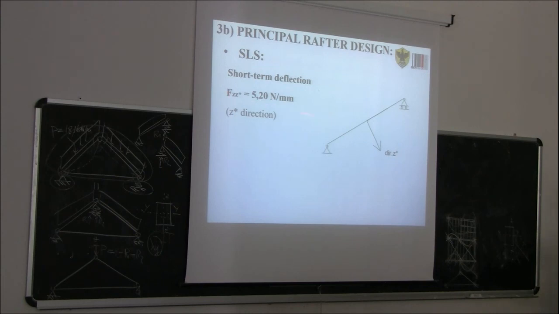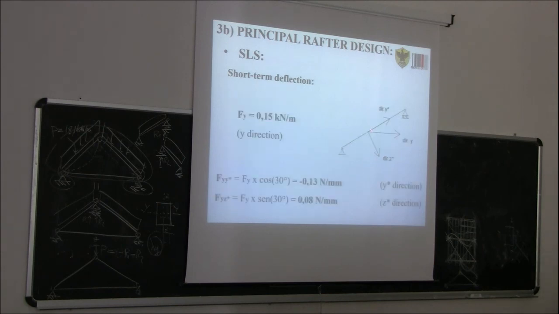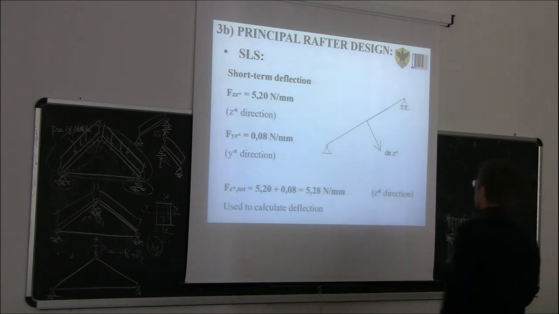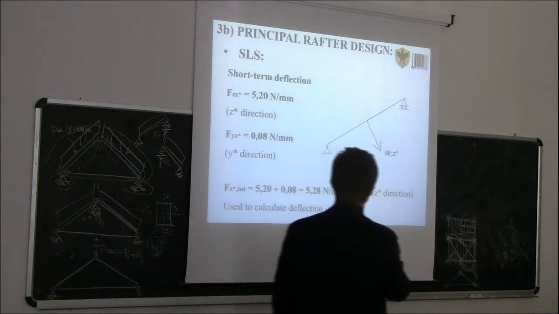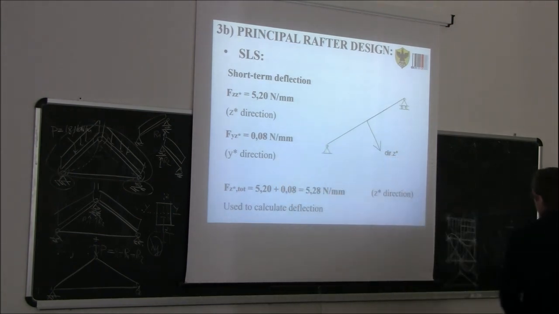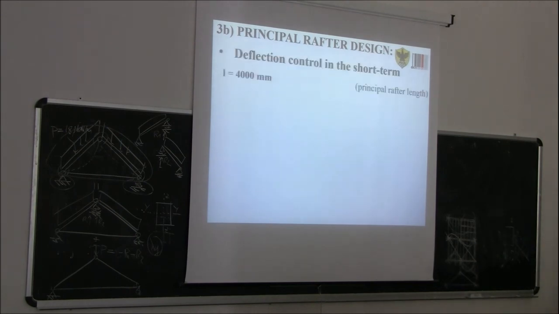So for short-term deflection, this force here is 5.2 Newton per millimeter. The other one is 0.08. So in the end, it's 5.28. Basically, if you go back, we sum this component here with the one that we had before, and we get this value of 5.28 Newton per millimeter in Z direction, so the direction perpendicular to the plane of the roof. This will be used to calculate the deflection.